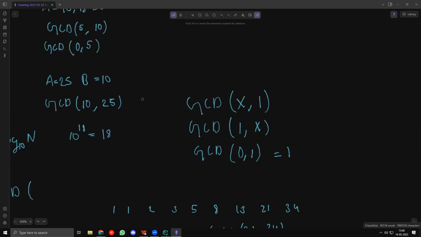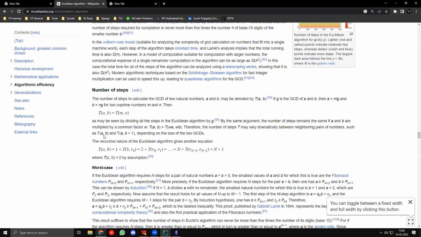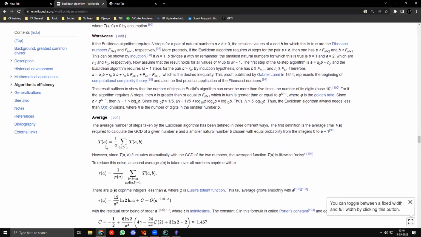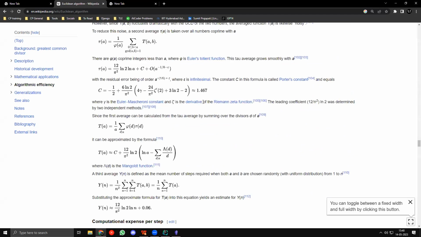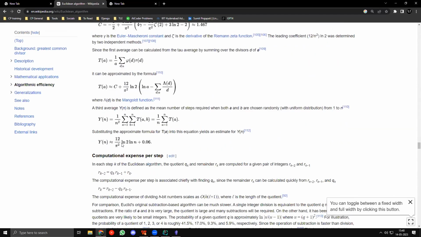Okay, cool. But yeah, the GCD time complexity is O of log n for sure. So yeah, it's a very good algorithm. And in the average case, apparently it's like... I don't know. Okay, this is so weird. There's so much here.